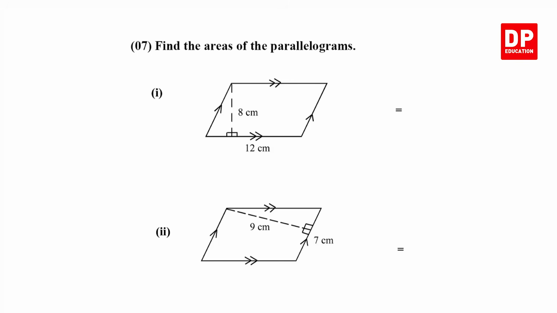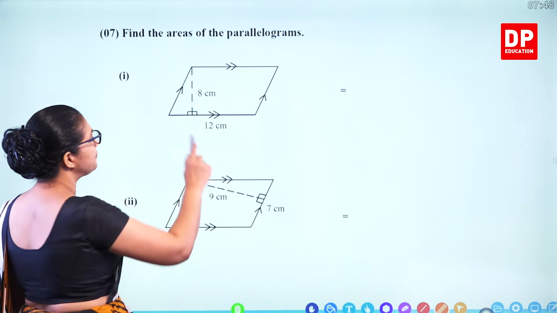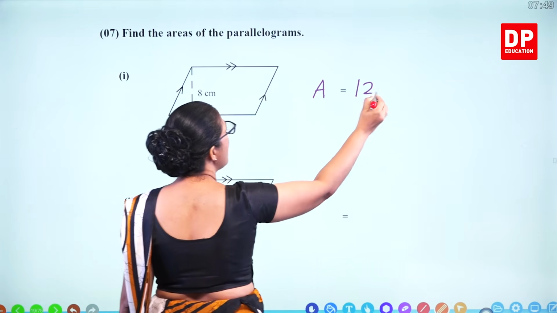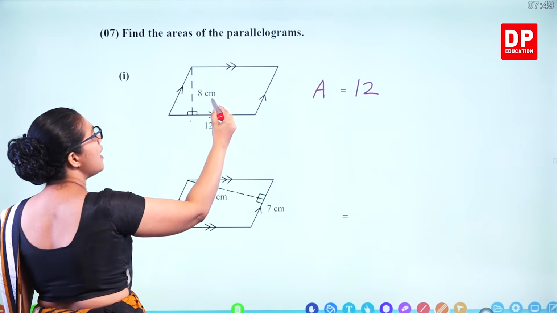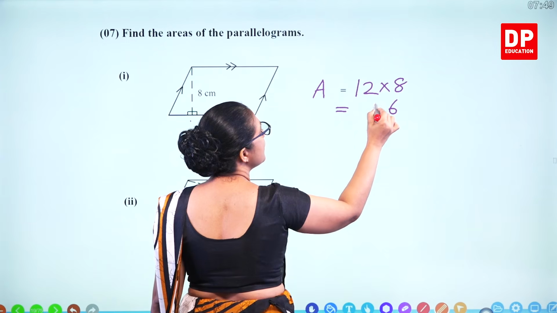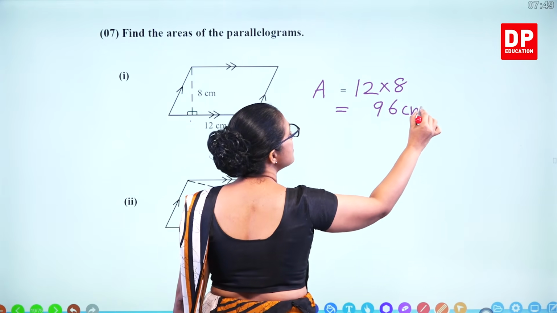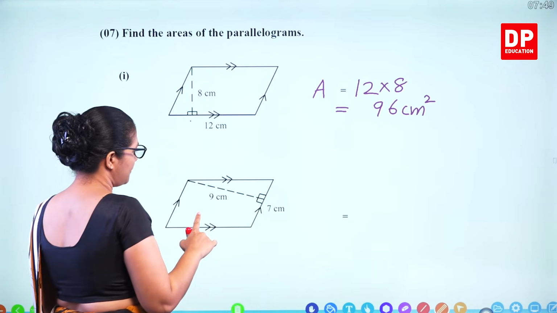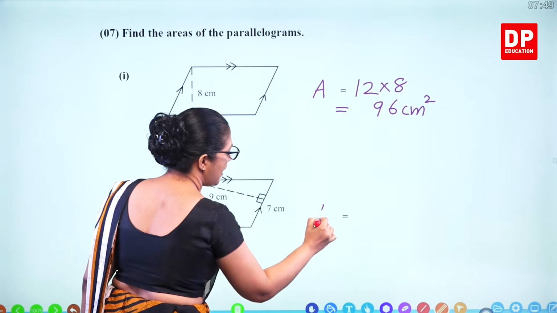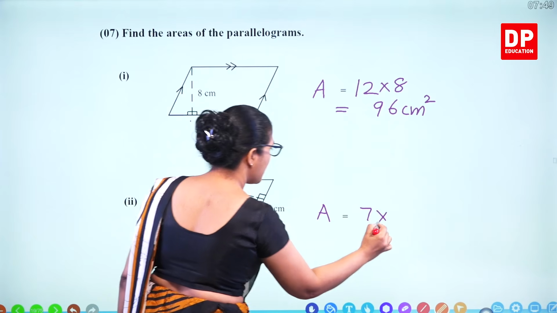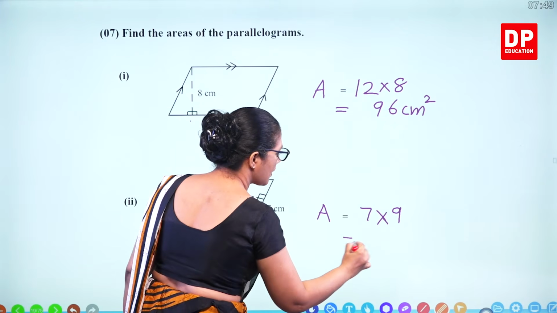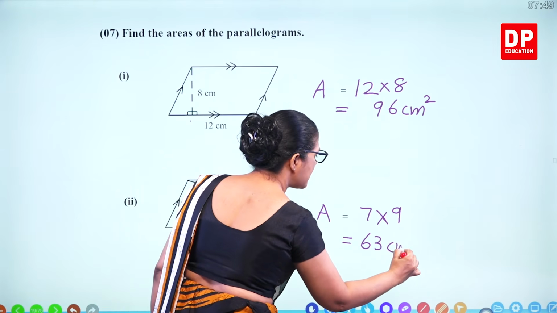Find the areas of the parallelograms. So what's the base length? 12. So area is equal to base length 12. What is the perpendicular height to that? That's 8. 12 times 8, 96 square centimeters. Now, what's the base here? Base length is 7. Area is equal to 7 times the perpendicular height, which is 9 now. 63 square centimeters.